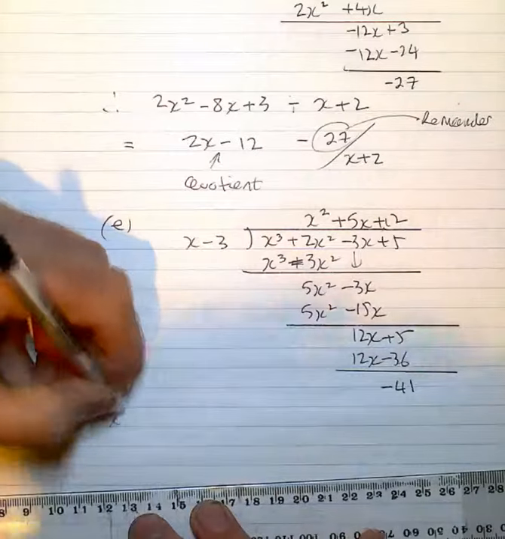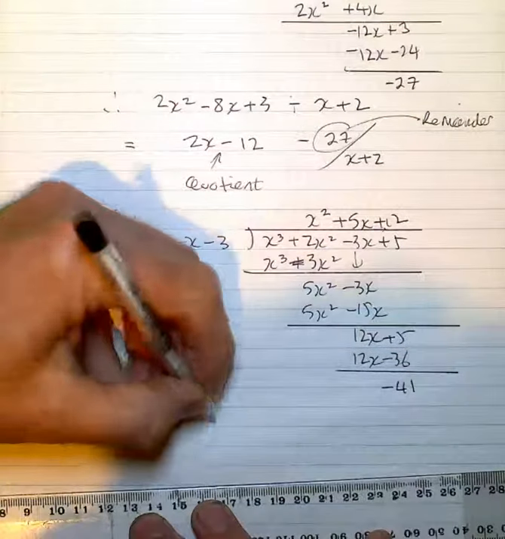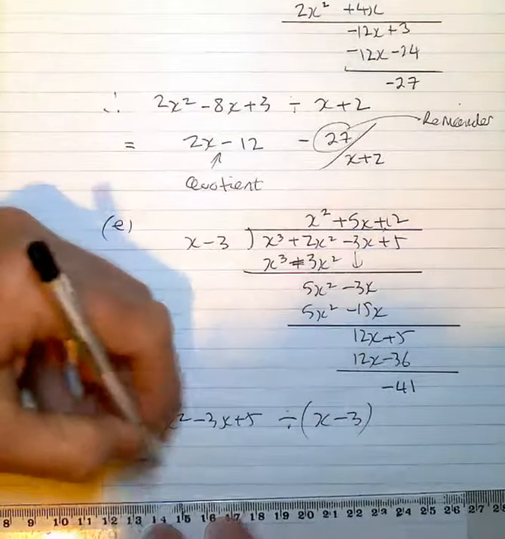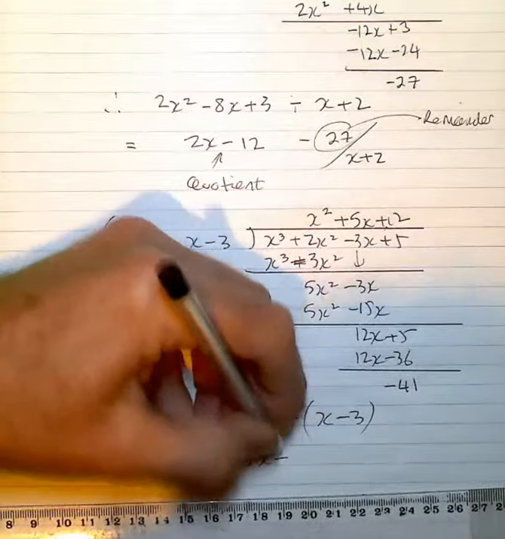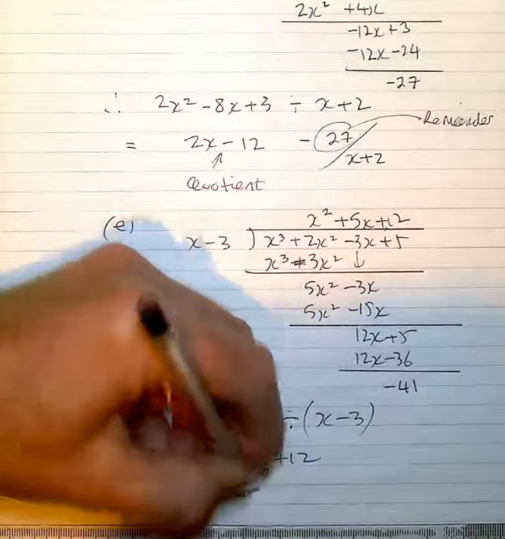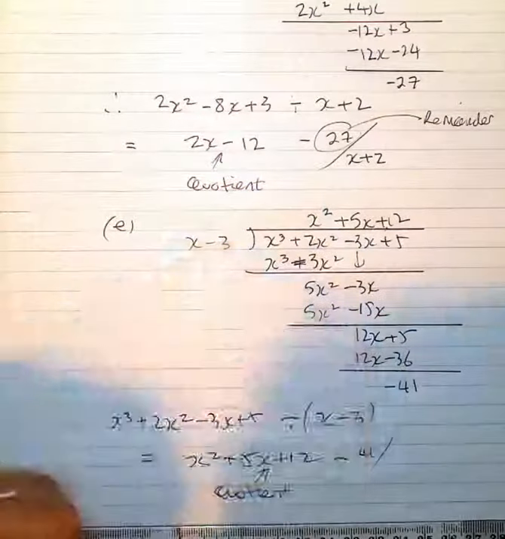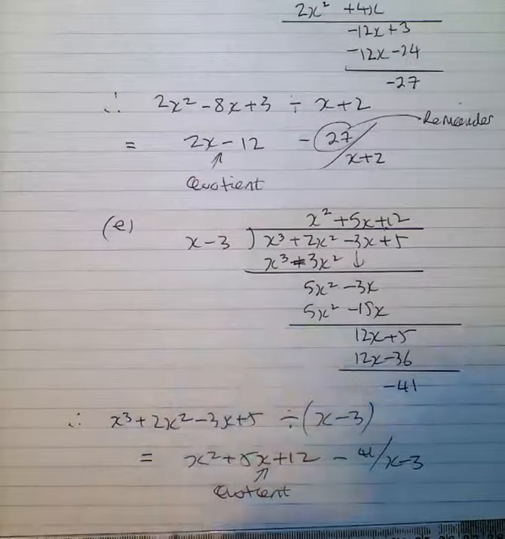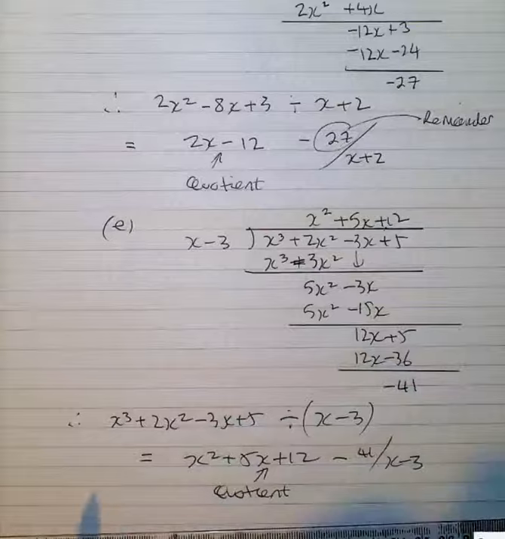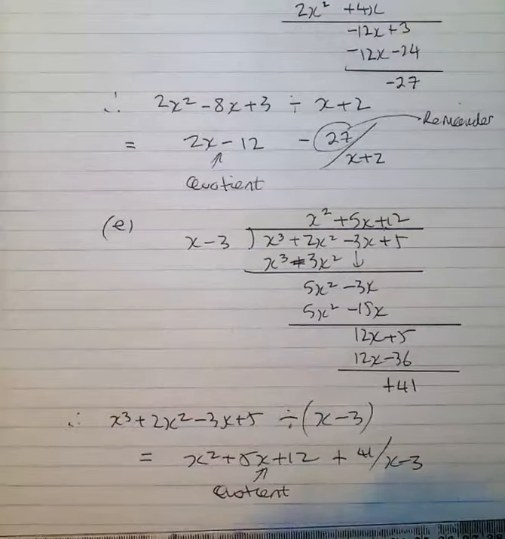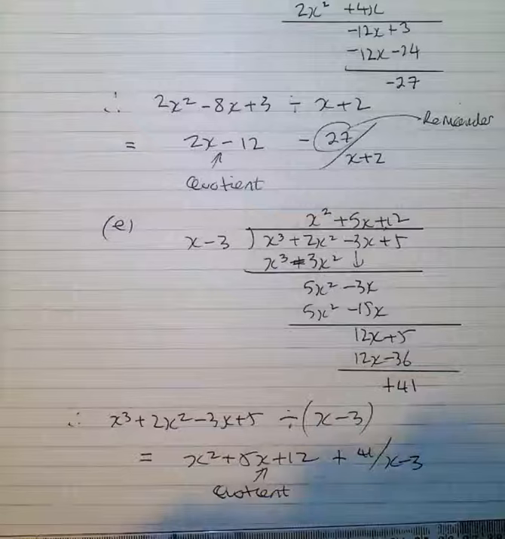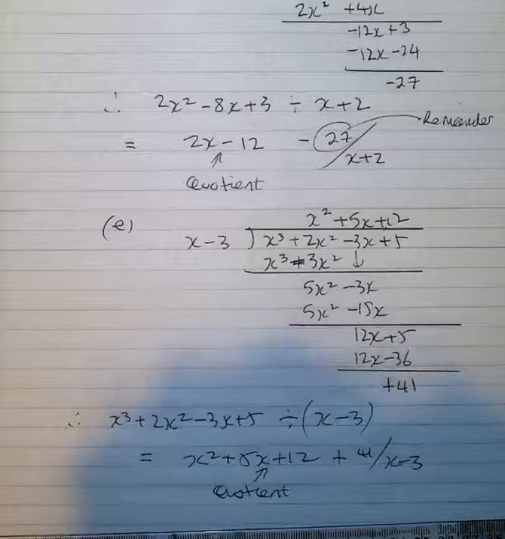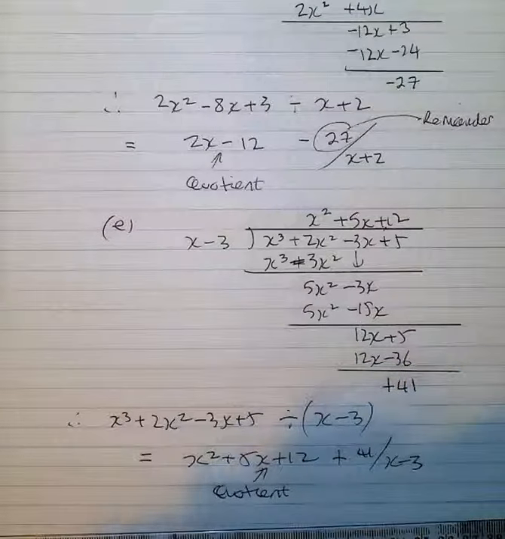So therefore, x cubed plus 2x squared minus 3x plus 5 divided by x take 3 is going to equal x squared plus 5x plus 12, my quotient, take 41 over x take 3, and negative 41 in this instance will be the remainder. Sorry, positive 41 will be my remainder in this instance. Take a while to work through that and have a go at f. In the case of f, it probably divides out without a remainder.